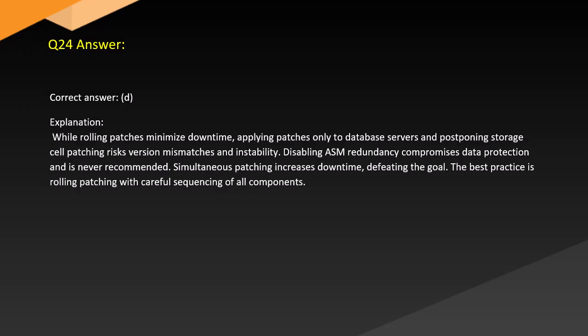Answer. Correct answer, D. Explanation. While rolling patches minimize downtime, applying patches only to database servers and postponing storage cell patching risks version mismatches and instability. Disabling ASM redundancy compromises data protection and is never recommended. Simultaneous patching increases downtime, defeating the goal. The best practice is rolling patching with careful sequencing of all components.